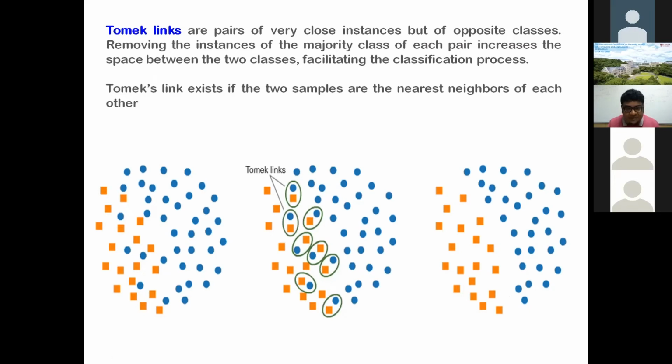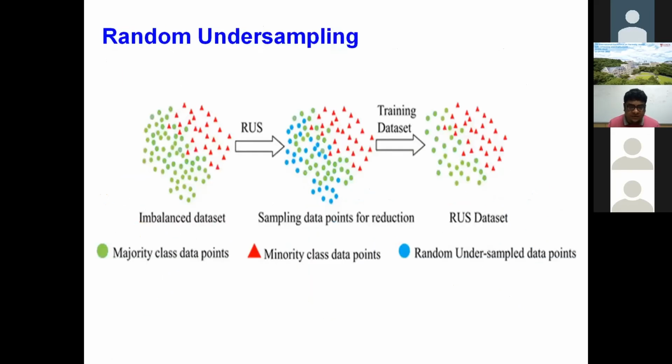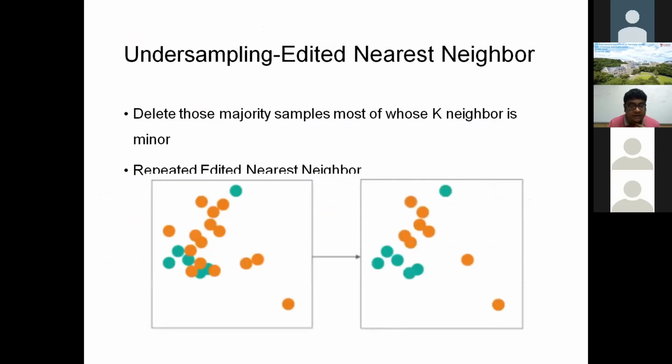Similarly, we have random undersampling. We can undersample by looking at the nearest neighbors of each of the points from the majority class. If a majority class point has a lot of nearest neighbors from the minority class, like these 3 points, they should be deleted first. That is undersampling under edited nearest neighbor.